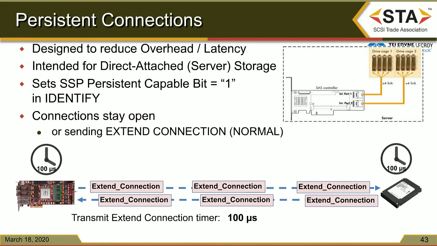How do you close a persistent connection? Either side could be directed by a higher layer to send DONE NORMAL and close the connection. There is also a 1 millisecond deadman timer running. It basically resets with every SSP frame or extend primitive. But if 1 millisecond goes by without seeing either of these events, this would cause one side or the other to close the connection as well.